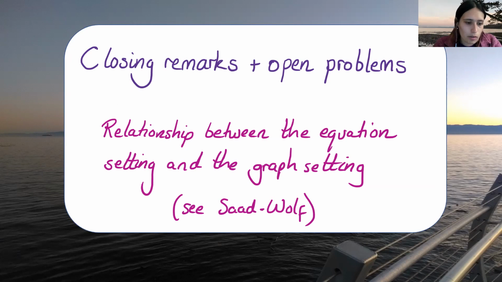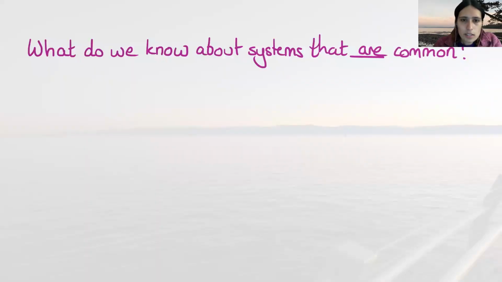I don't know of any way that you can kind of prove things about graphs by proving things about equations or the other way around, perhaps for some really, really specific contrived examples, but I don't think there's anything nice broadly going on. So just to summarize, I've talked a lot about uncommon systems.